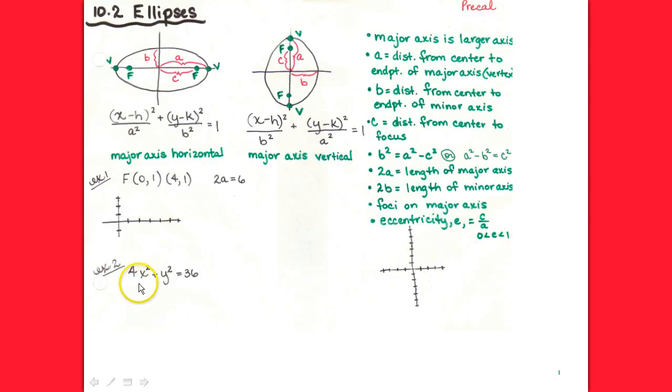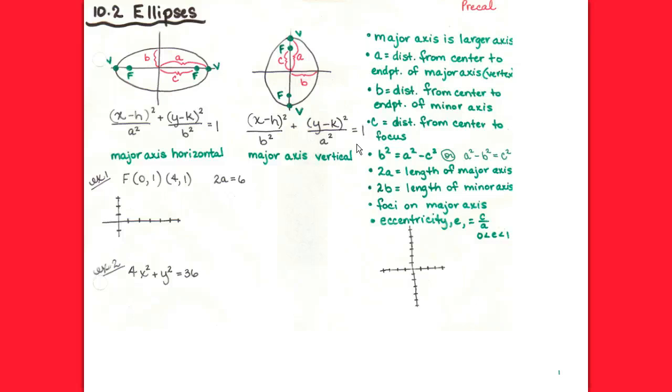Let's go down to example number 2, where they give me an equation and they ask me to give them several components. Example 2 says, sketch the ellipse given by the equation and identify the vertices. All right. So when I first look at this, that does not look anything like either of these two equations up here. Well, that's because for an ellipse, or a hyperbola for that matter, to be in standard form, they have to be set equal to 1.